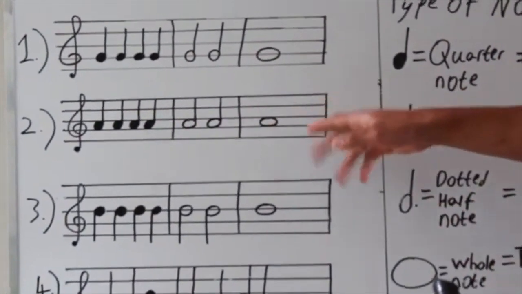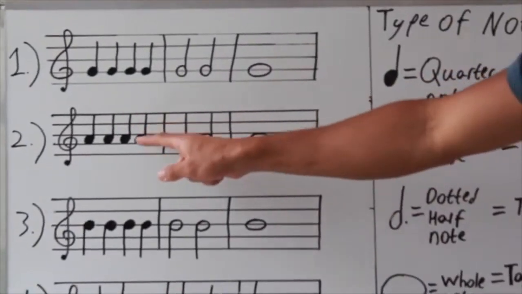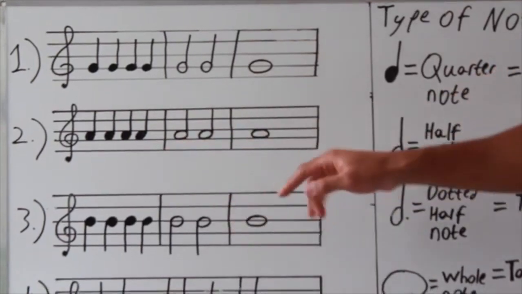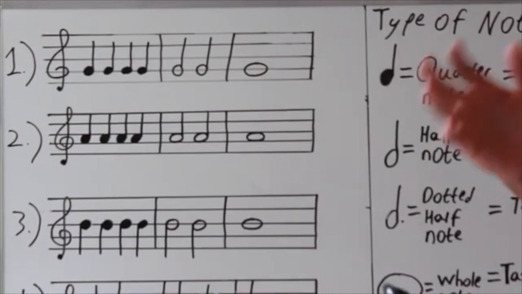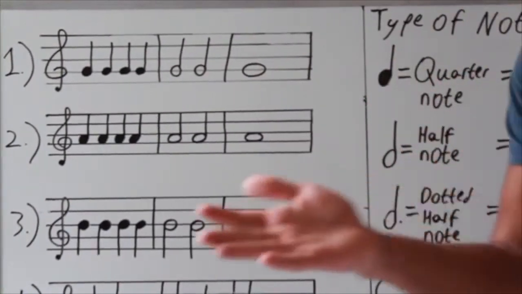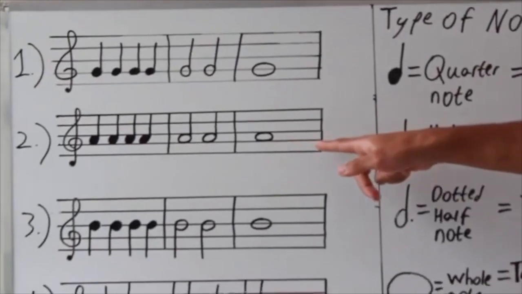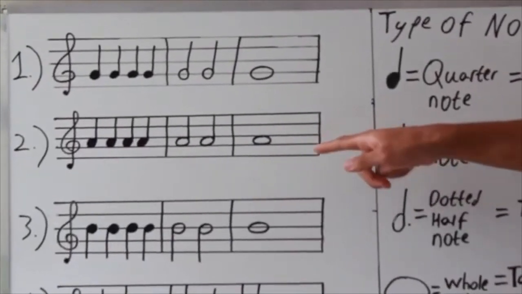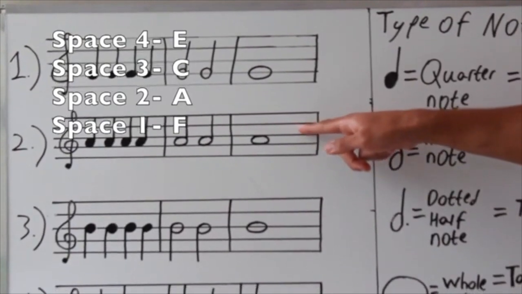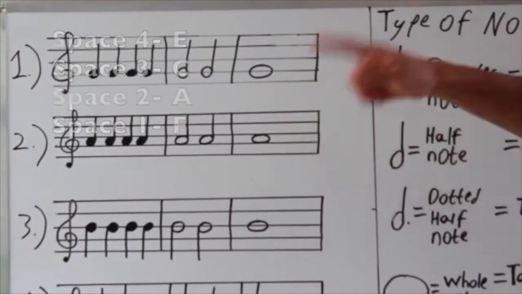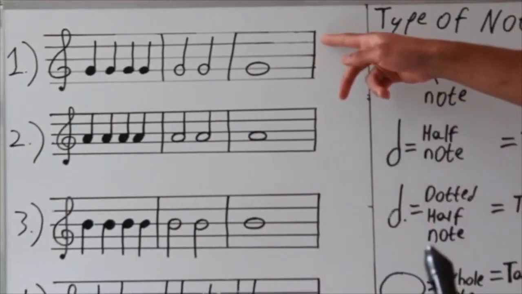So now what we have here is a note that is not on a line anymore, but in a space. Alright? So how do we know the notes in the spaces? We said if you want to know what's in the space, you gotta hit your face. So we use FACE for the space notes. Space number 1 is F. Space number 2 is A. Space number 3 is C. And space number 4 is E. Okay? And the lines was every good boy deserves Fanta.